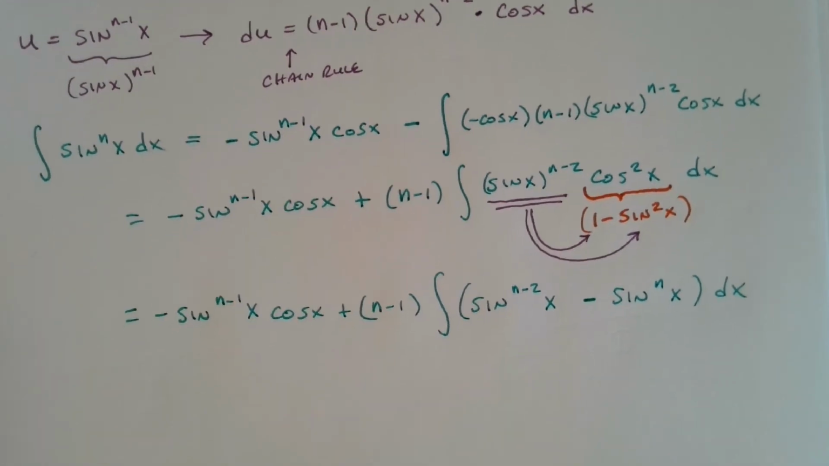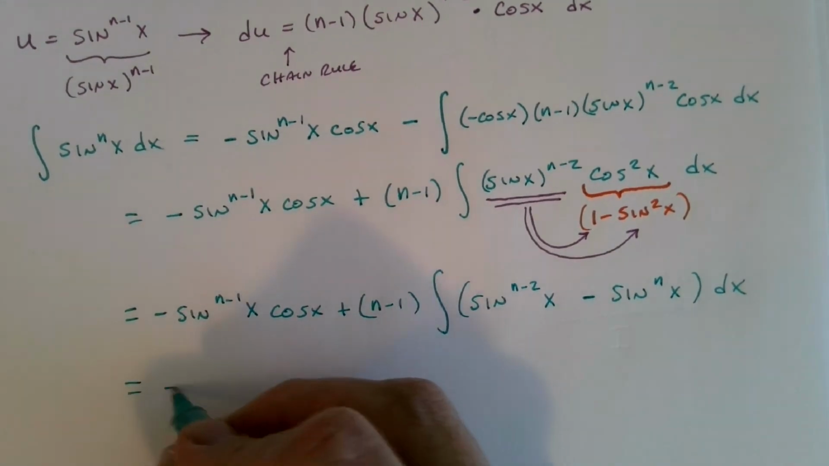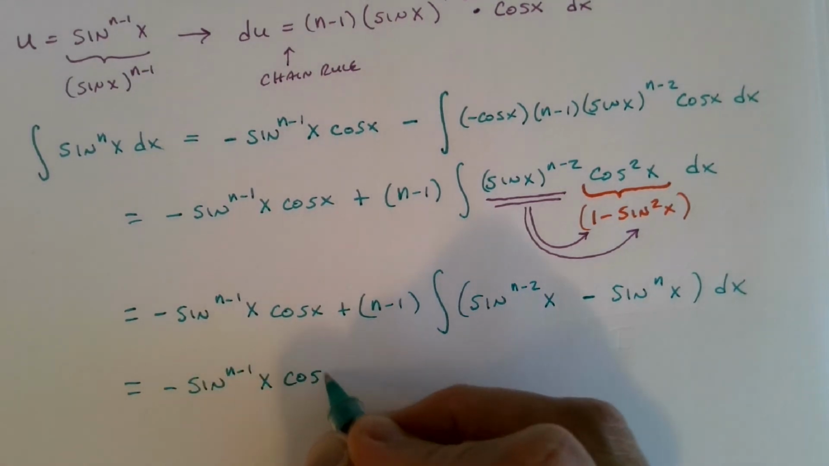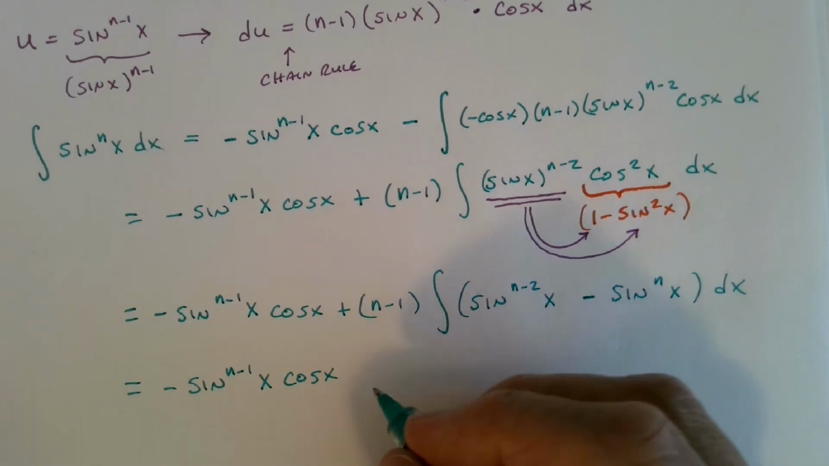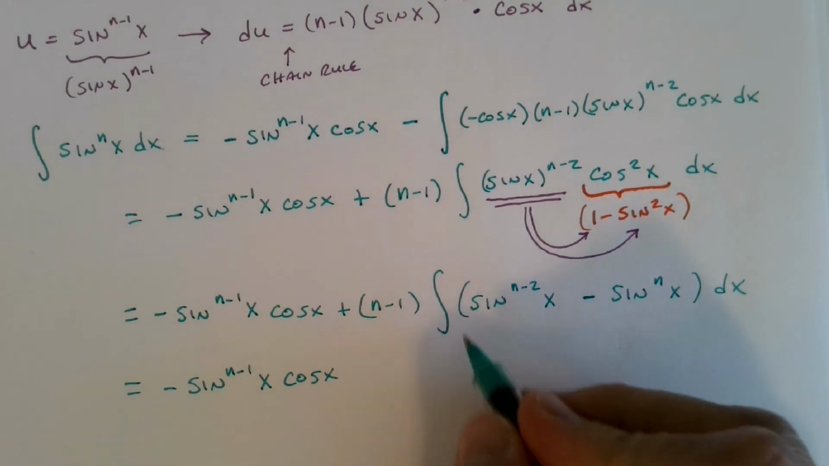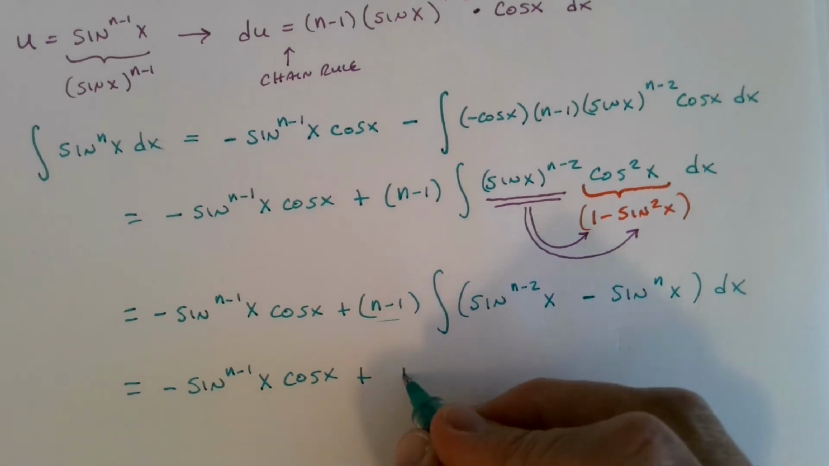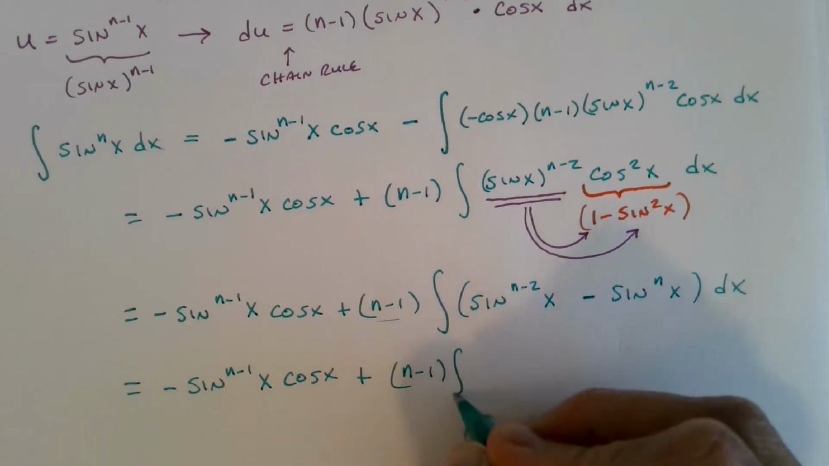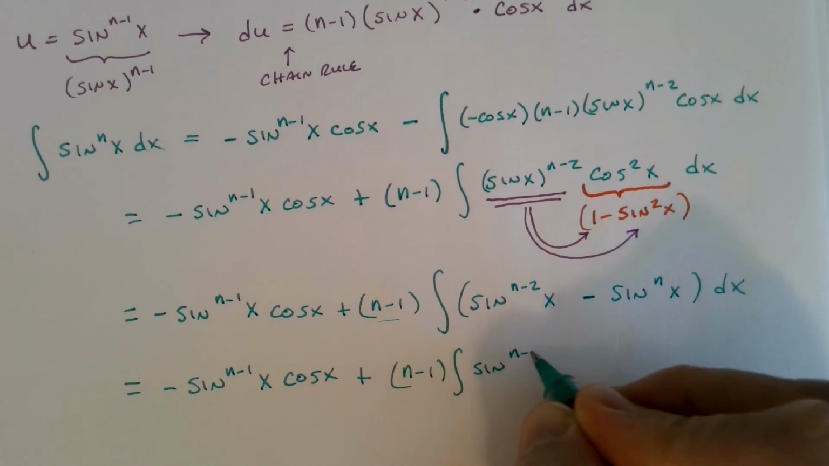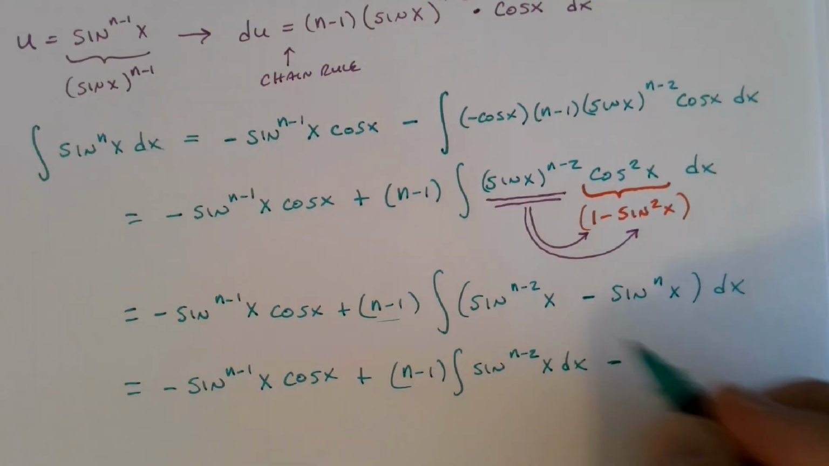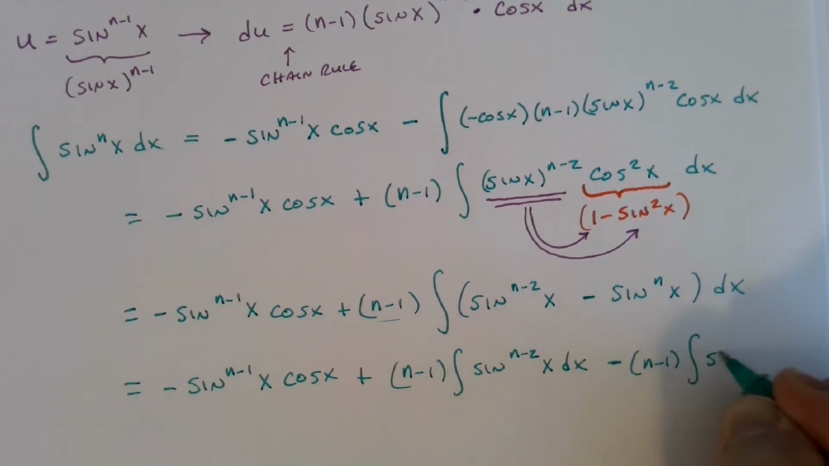Okay. And now I'm going to split these up. This last integral, I'm going to split it up. So be careful here. I'm going to split it up and distribute this n minus 1 through. So I'm going to get plus n minus 1 times the integral of sine^(n-2) x dx, and then minus n minus 1 times the integral of sine^n x dx.